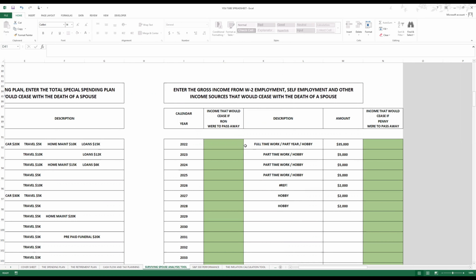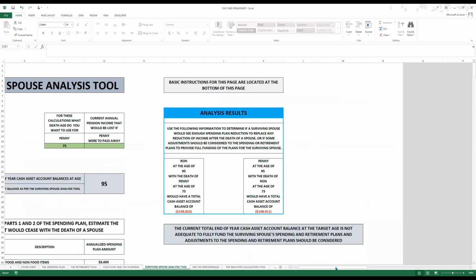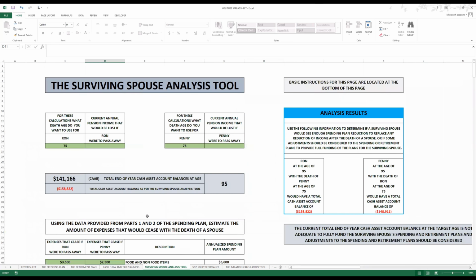And then you do the same thing. Do we lose some of this income if one spouse or the other spouse passes away? Now, I'm going to go back to the top here, and I'm going to go ahead and put a pause on this so I can fill out these categories. And then I'll come back with them filled out, and we'll see what it does to our CAB down here as per the surviving spouse analysis tool. So I'll see you in a moment.